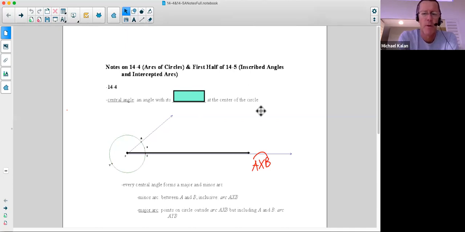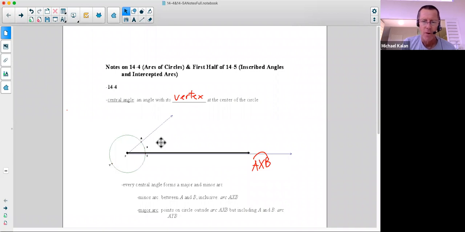Okay, so first thing to know, what is a central angle? It's exactly what it sounds like. It's an angle with its vertex at the center of the circle. So you can see right here in this diagram, here is a central angle APB, for example. I know that's small. There's a Y right there in the center of the circle, so PBA.